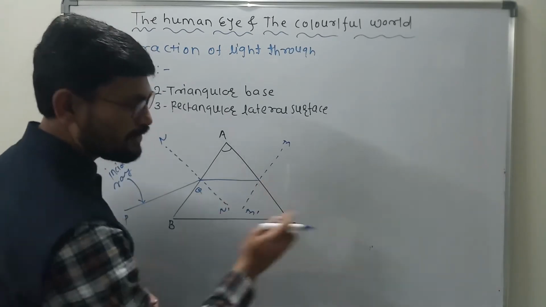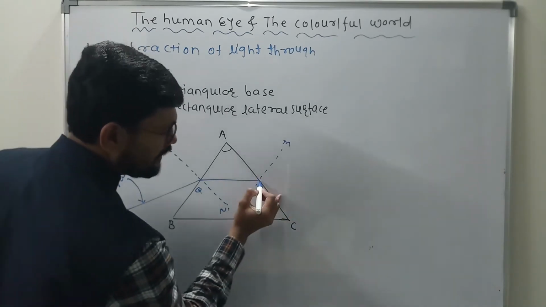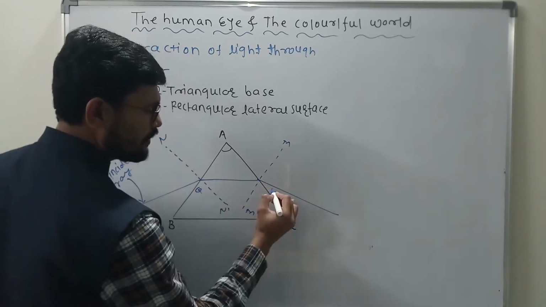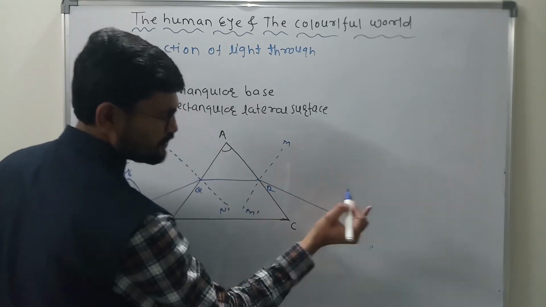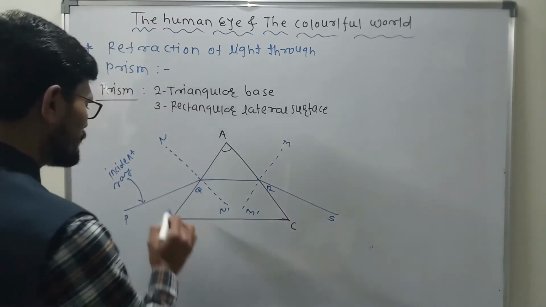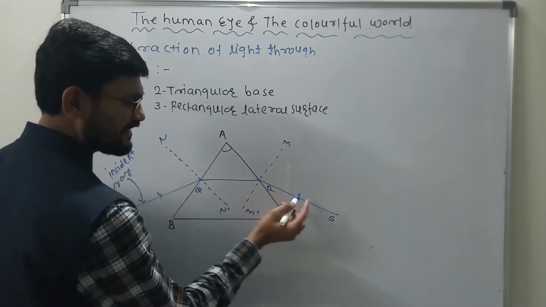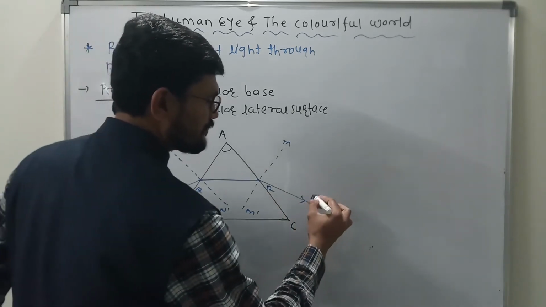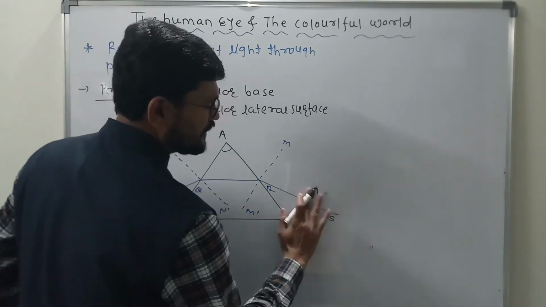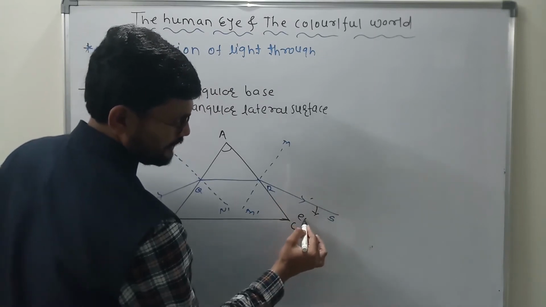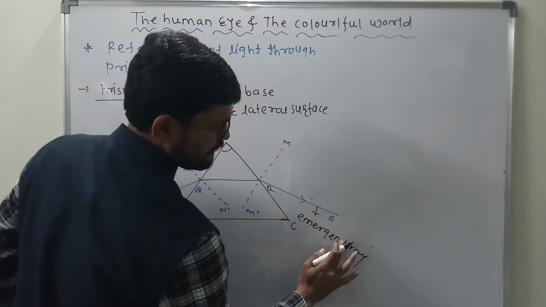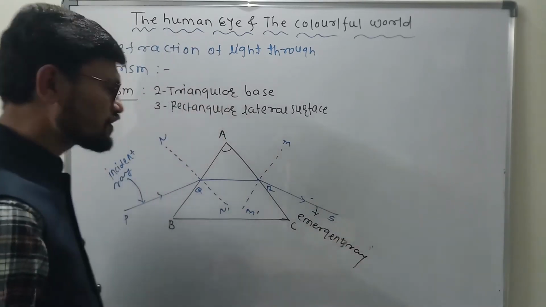So this is the normal. Then the light will bend away from the normal. Let us suppose this point is Q, this point is R, and this point is called S. So this is the incident ray, refracted ray, and emergent ray. Clear? So this ray is called the emergent ray.